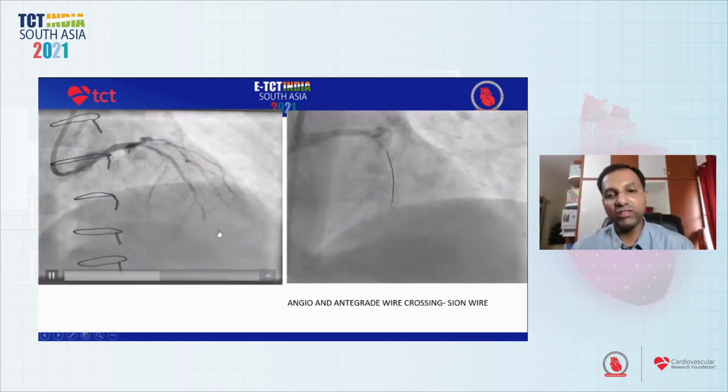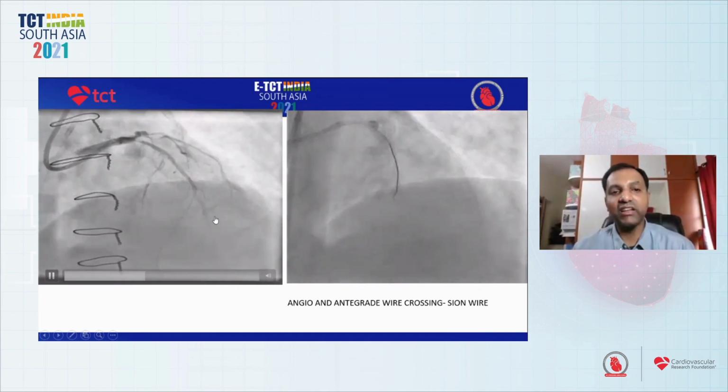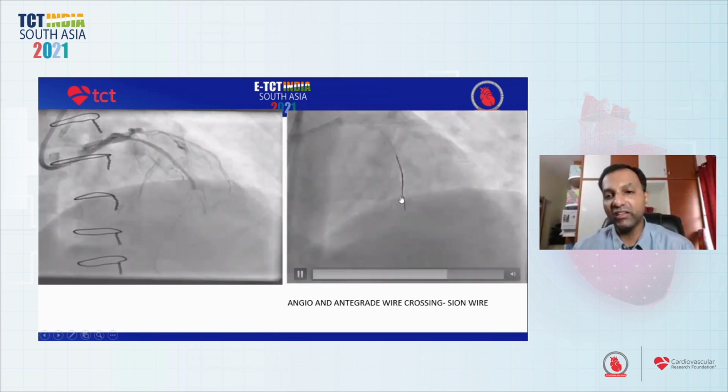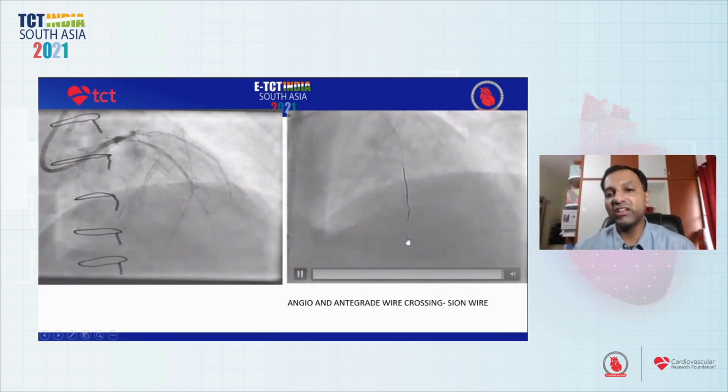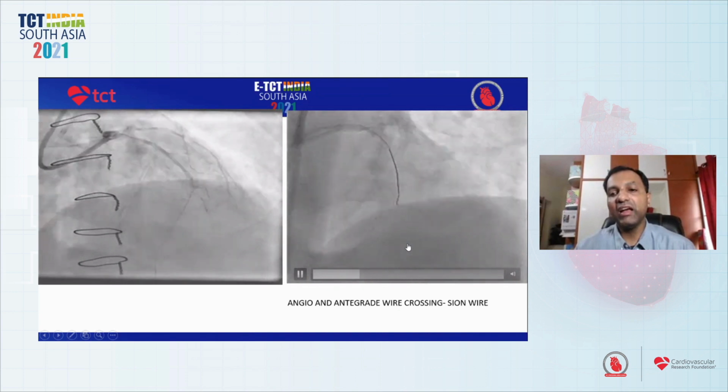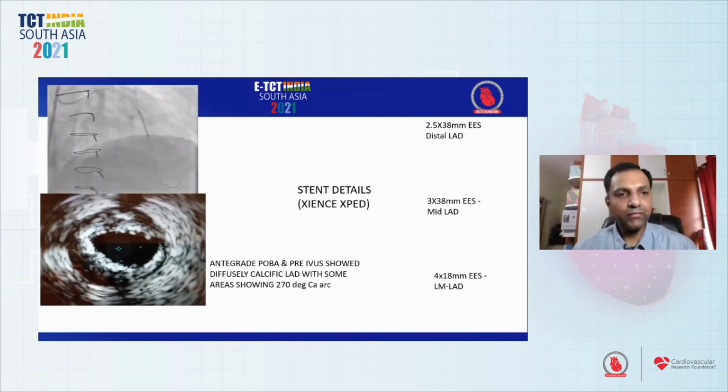And so we pulled back, we did a wiring of this, leaving the RG3 here. We put a parallel Scion wire into the distal vessel. And this shows the distal Scion going into the true lumen. And the antegrade wire crossing is seen. And once we dilated, we did an IVUS, which showed almost a 360-degree calcium arc, which was dilated using NC balloon, and some cutting balloon also was used to dilate this.